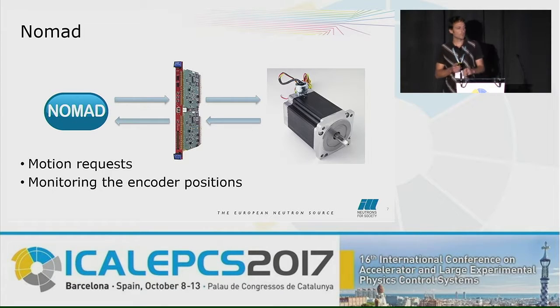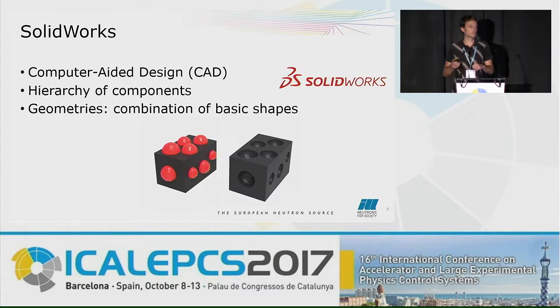So quickly, what is Nomad? Nomad is the instrument control software at the ILL. We control more than 35 instruments. For the axis part, Nomad sends motion requests to the electronics card, which controls the axis. And Nomad is permanently refreshing, or reading, the encoder position from the electronics card. So we have monitoring of the real position of the axis.